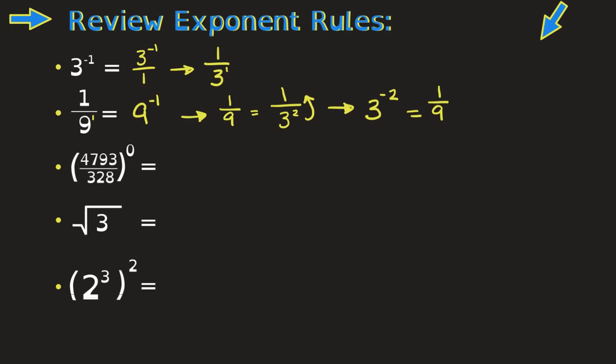So our next example has parentheses, some crazy numbers inside, a fraction. Everything is to the 0 power, and we know anything to the 0 power equals 1.